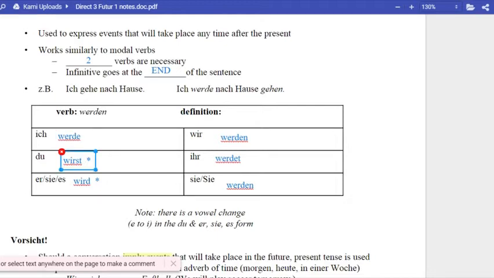And there's also a couple other changes that happen, okay? So you'll notice in the du form, we have wirst, W-I-R-S-T, and in the er/sie/es form, we have wird. There's actually no T at the end. In fact, a long time ago, there was a T. However, a DT ending does not sound any different than just a D ending. So over time, the T just dropped off of the spelling. Du wirst, wird. And again, this is what we use to make the future tense.